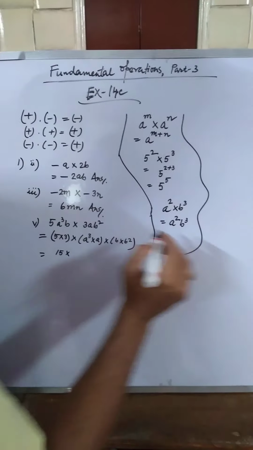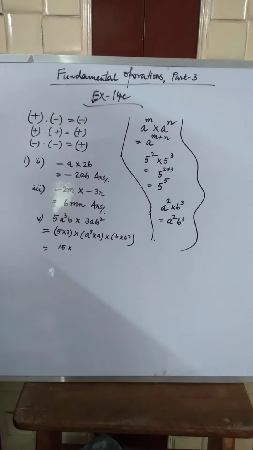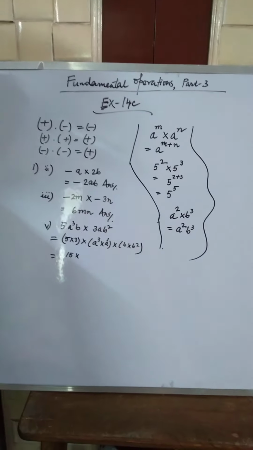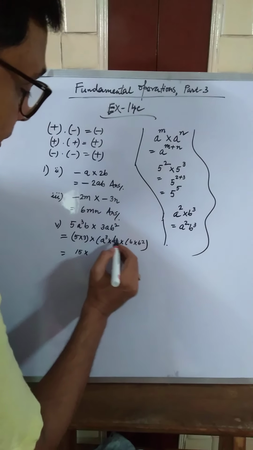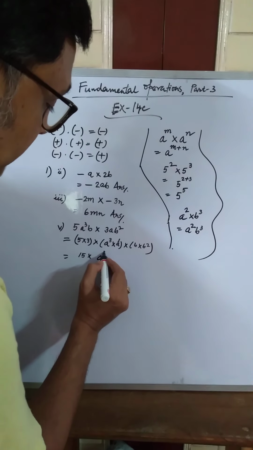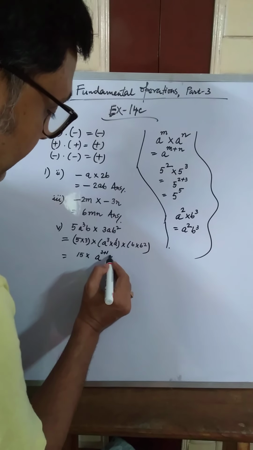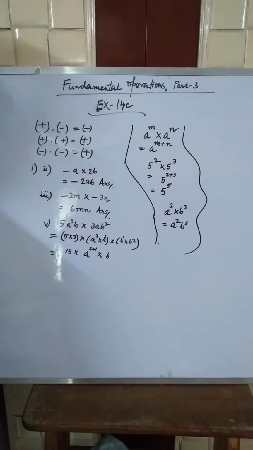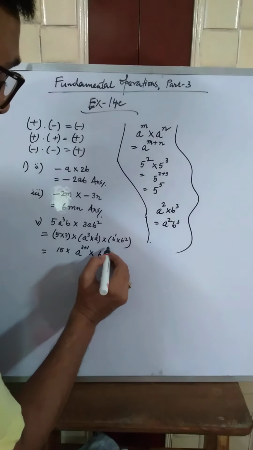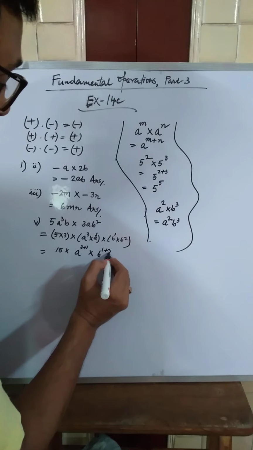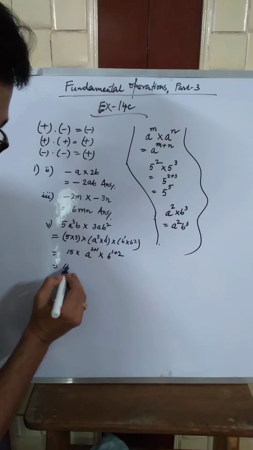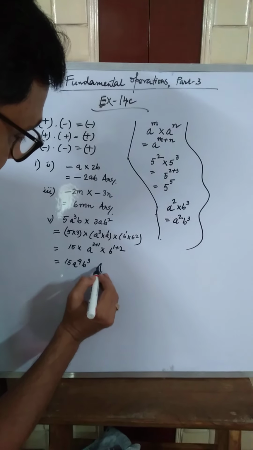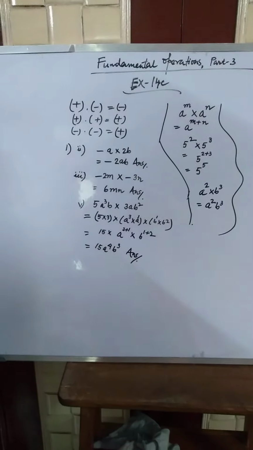Okay. Now we are applying this method only to a to the power 3 into a. So consider here the power is 1. So a to the power 3 into a to the power 1. So a to the power 3 plus 1 into b. Consider b means b to the power 1. Here the base is same. So b to the power 1 into b to the power 2. So b to the power 1 plus 2. So 15 a to the power 4 b to the power 3. Here it is the result.